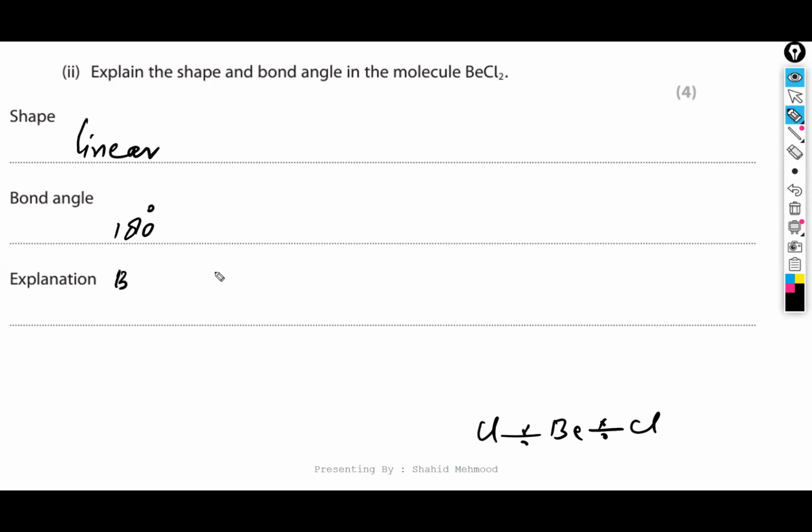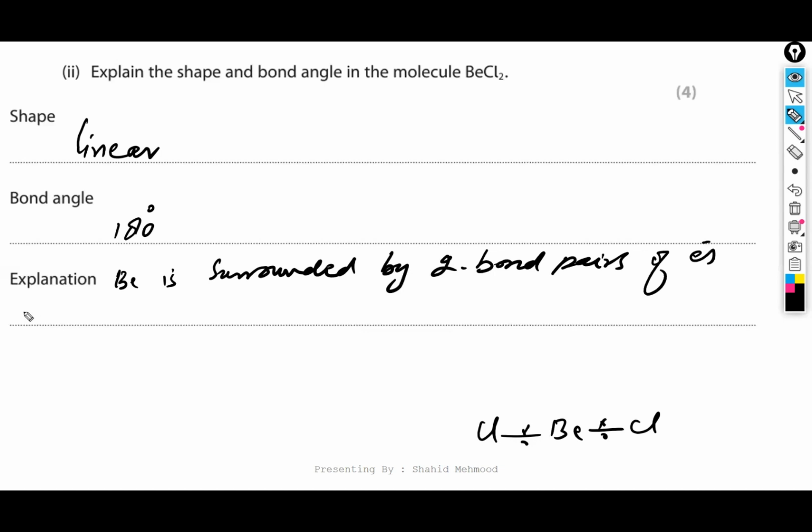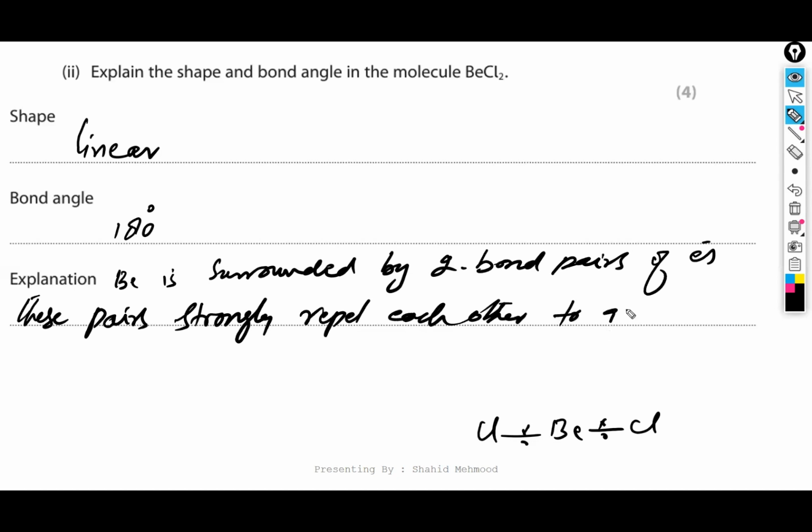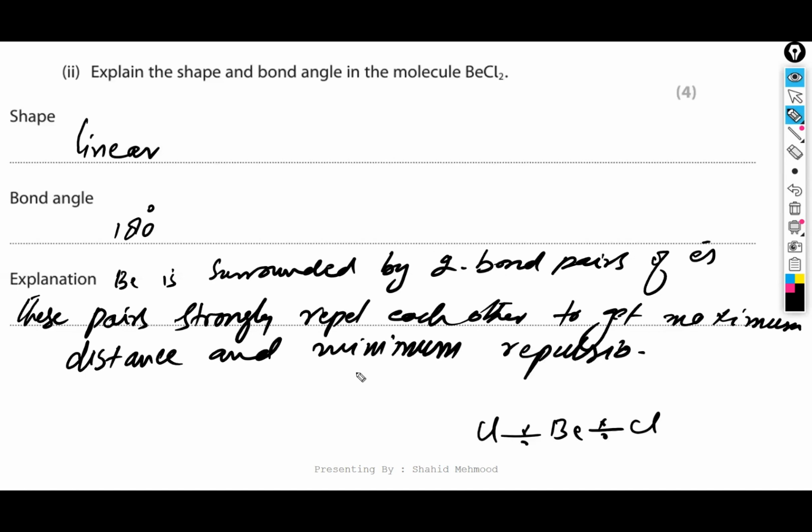The explanation is very simple. Beryllium is surrounded by 2 bond pairs of electrons. These pairs strongly repel each other to get maximum distance and minimum repulsion. As the repulsion will be least, it will be more stable. So the shape is linear and the angle is 180.